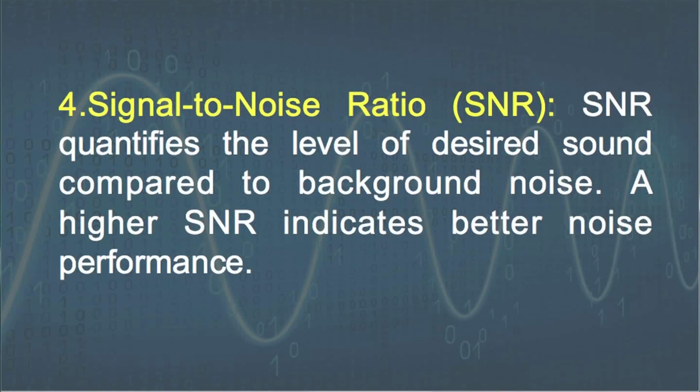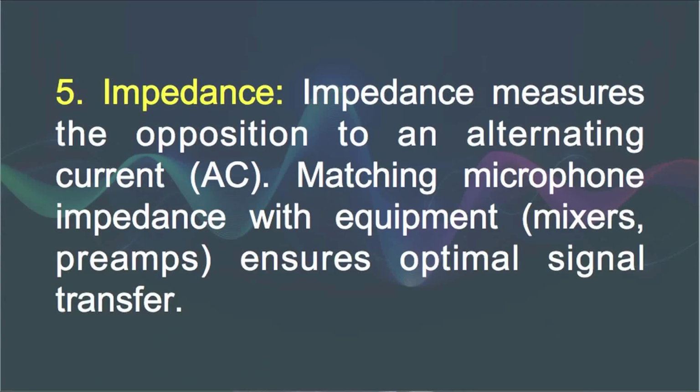The fourth one is signal to noise ratio or SNR. Signal to noise ratio quantifies the level of desired sound compared to background noise. A higher SNR indicates better noise performance. The fifth one is impedance. Impedance measures the opposition to an alternating current. Matching microphone impedance with equipment, mixers and preamps ensures optimal signal transfer.